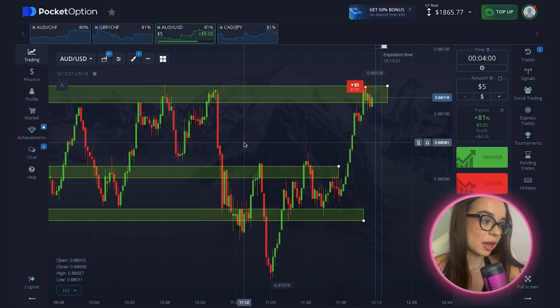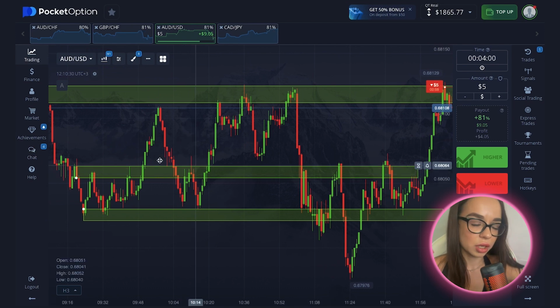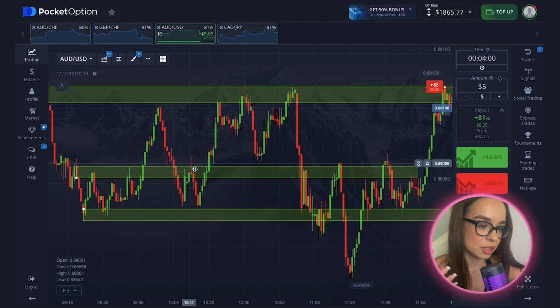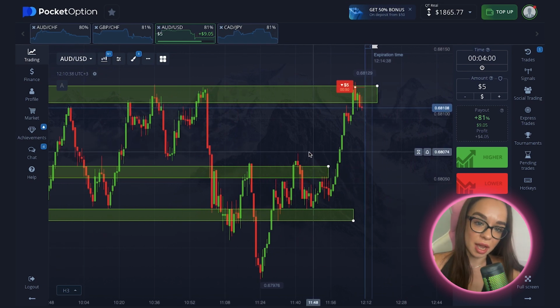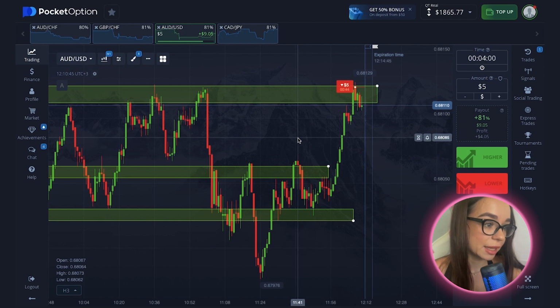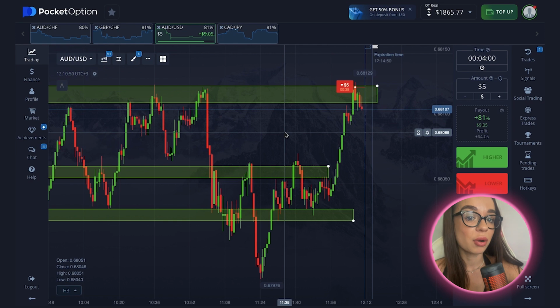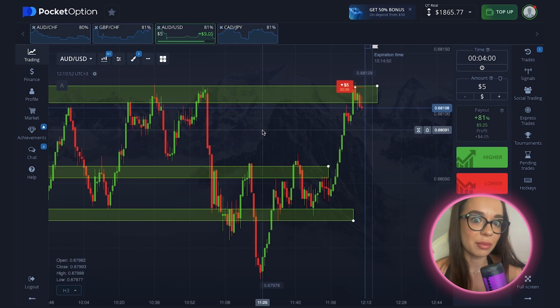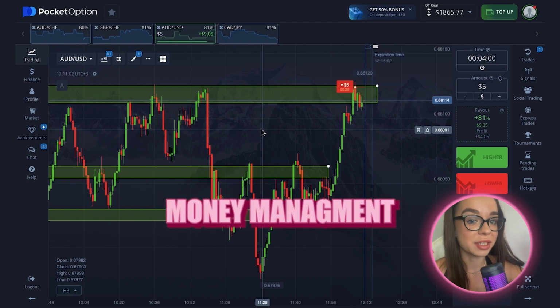So I picked for myself a 4-minute expiration time because the correction may start, but if you look closer, each time the price went to at least our level in between. So the 4-minute expiration time is perfect for this deal. I prepared $5 for this deal. The income is 81%. But in case we have an unprofitable deal, like maybe something will happen, we are going to double our deposit for my next deal so that our money management is great.